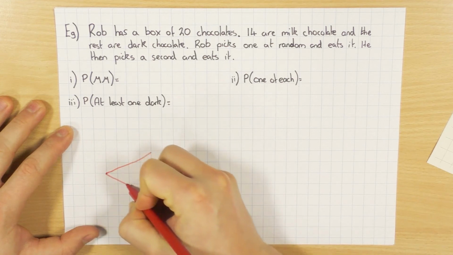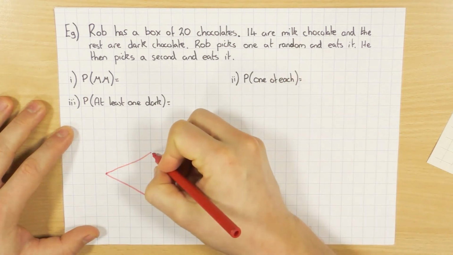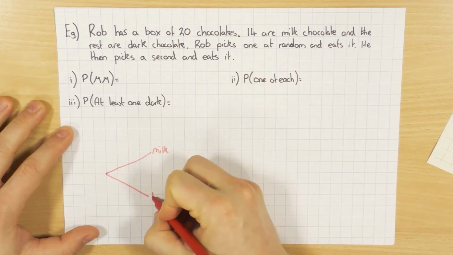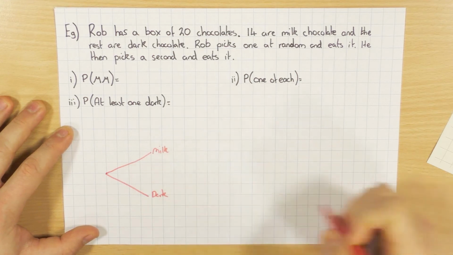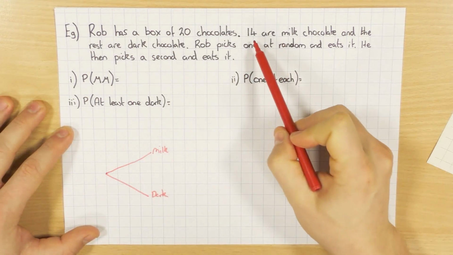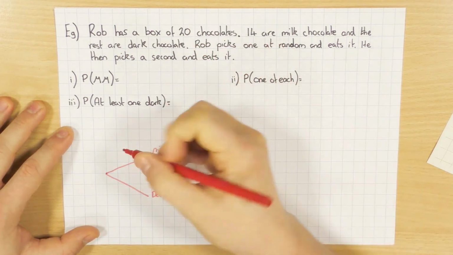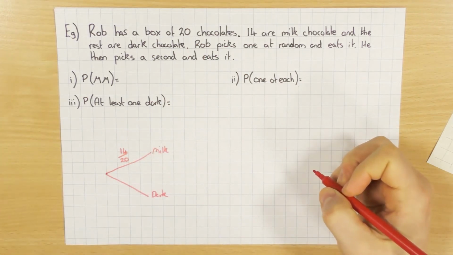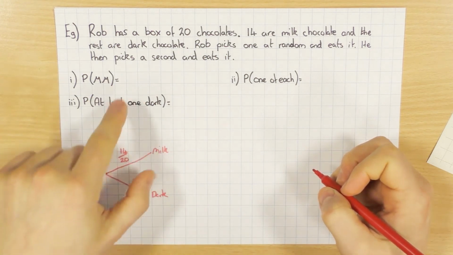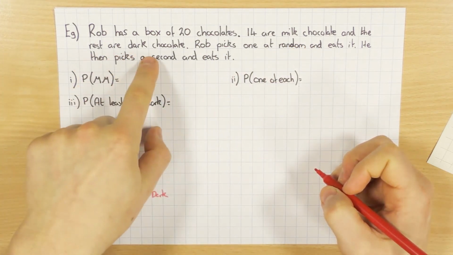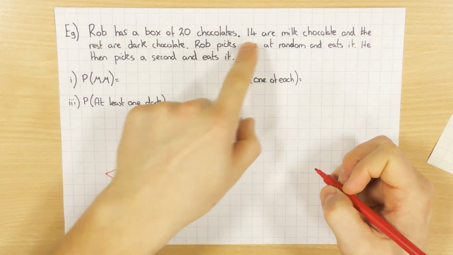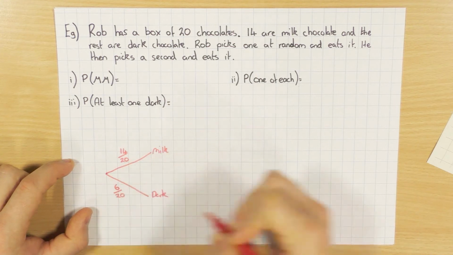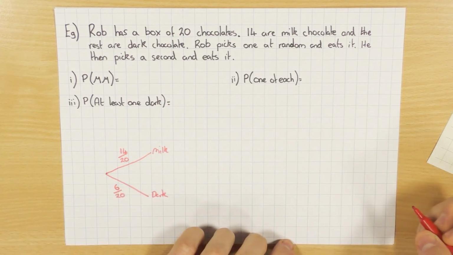So, what are our choices? Well, we can have milk chocolate, or we can have dark chocolate. Okay, so this is the first pick. There are 14 milk chocolates, so 14 out of 20 is the probability of him picking milk. And it doesn't tell you how many are dark chocolate, it just says the rest are dark. Well, if there's 20 in total and 14 are milk, there must be 6 dark chocolates out of 20. Okay, so there's the first pick.